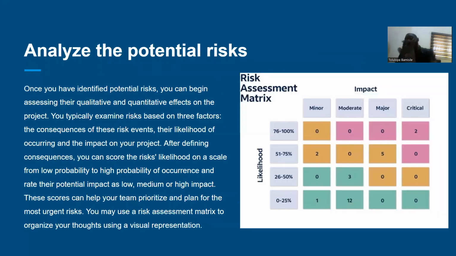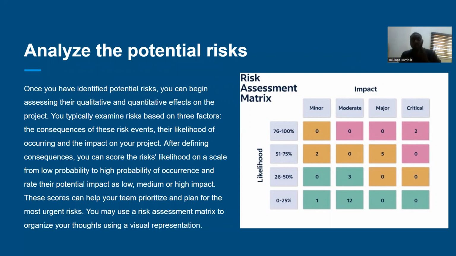So after identifying your risks, you will analyze the potential risks. Once you have identified potential risks, you can begin assessing their qualitative and quantitative effect on the project. You typically examine risk based on three factors: the consequences of the risk, the likelihood of the risk occurring, and the impact of the risk on your project.